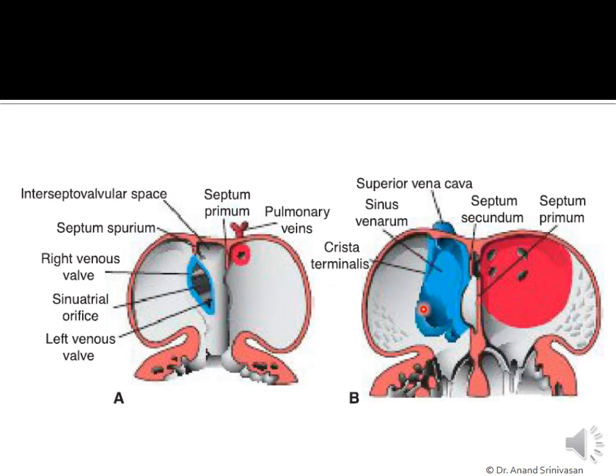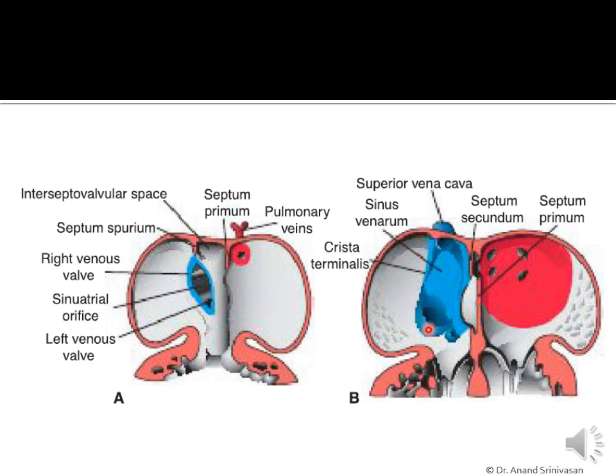Here you can see the right venous valve forming the crista terminalis. You know that the right atrium has a rough part and a smooth part. The rough part develops from the primitive atrium, and the smooth part develops from the sinus venosus. At the junction between these two, the right venous valve forms the crista terminalis.